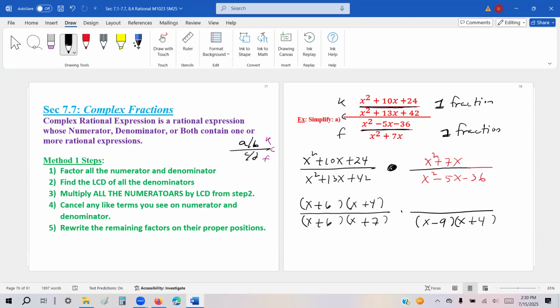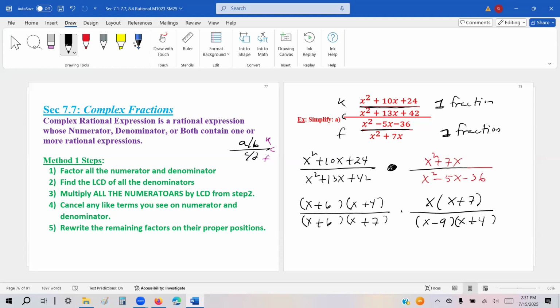And on the numerator, we have two terms. So what? DCF or difference of perfect squares? In order to use difference of perfect squares, you have to have a difference. Do you see any minus sign on the top? So definitely not difference of perfect squares. So it has to be DCF. What's the DCF on the numerator? So what is left? X plus 7.